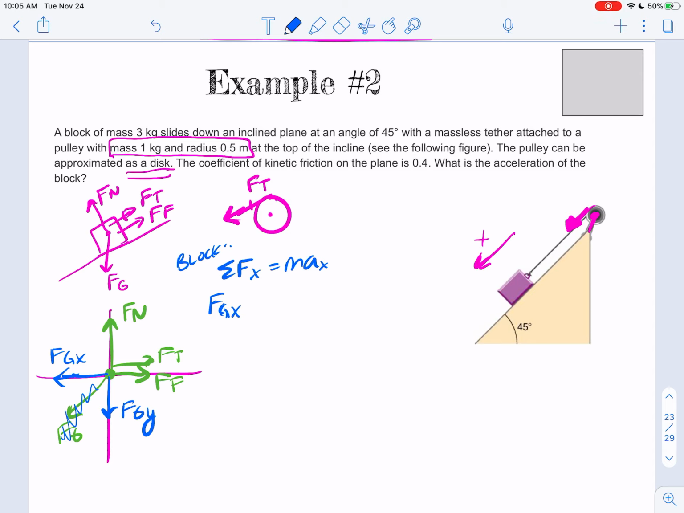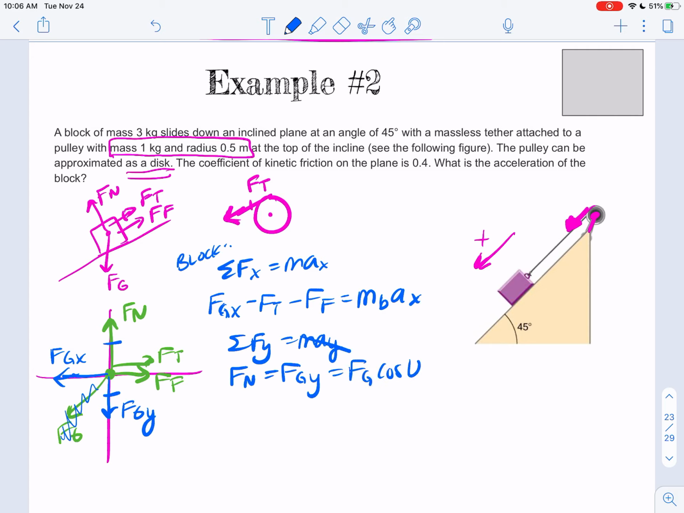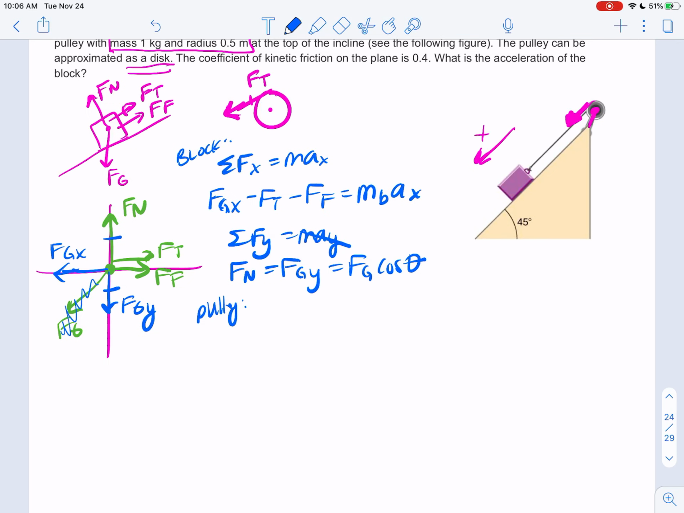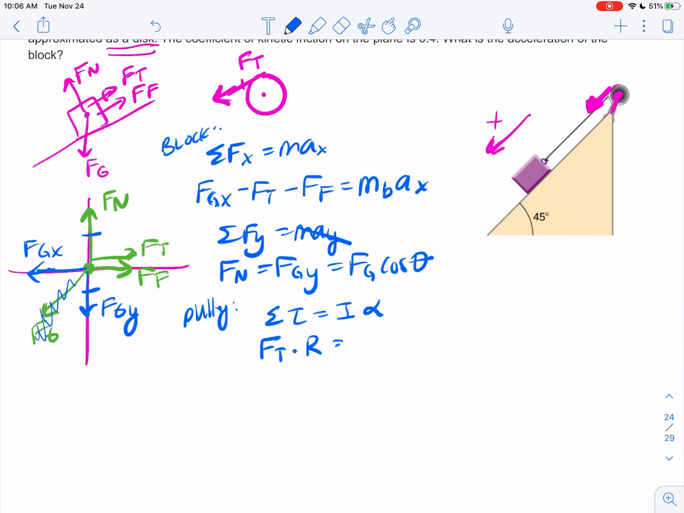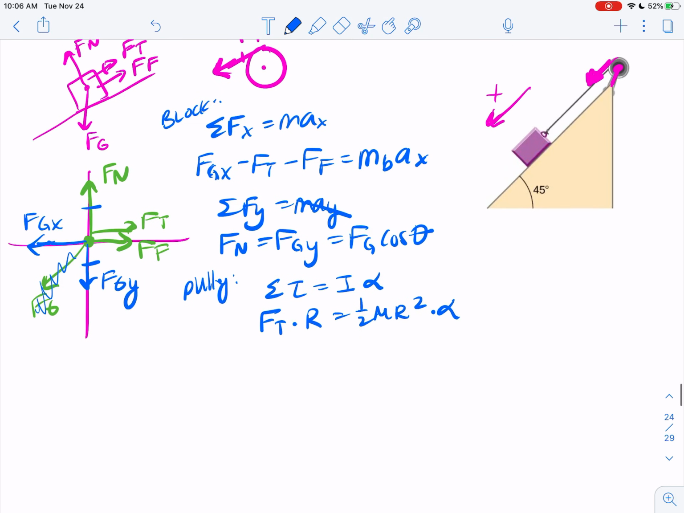I'm going to have Fgx minus the tension minus the friction equals m of the block, ax. Then the sum of the forces in the y for the block equals 0, because up and down, those have to be equal. So Fn is just going to equal Fgy, or Fg cos theta. And then the pulley is going to have a torque equation. Sum of the torques equals I alpha, and the only thing it has is that tension at the edge, equals, this is still a disk, 1/2 mr squared times alpha. All right, so now I have 3 equations.